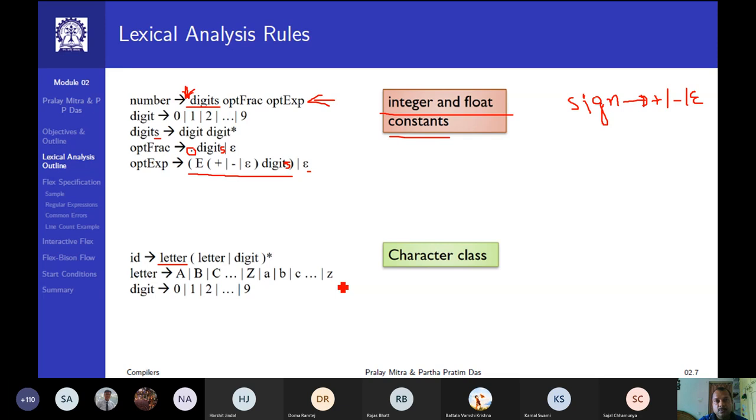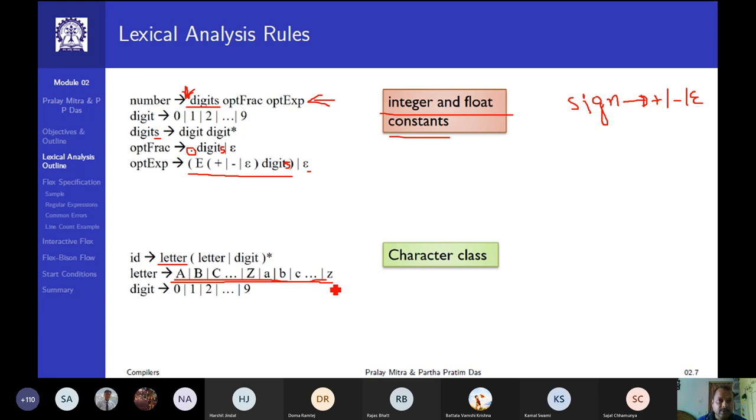Now the C language is case sensitive. That's why I can write A to Z, uppercase and lowercase. But if you are considering some language where it is not case sensitive, meaning it doesn't matter whether it's a capital A or small a, both with the same meaning, then your rule will be different here. So mentioning one A to Z is enough.